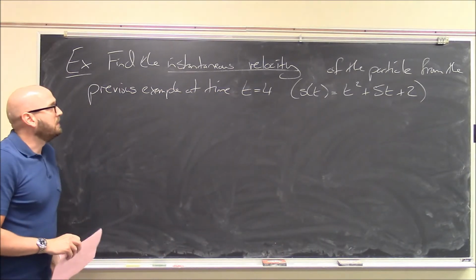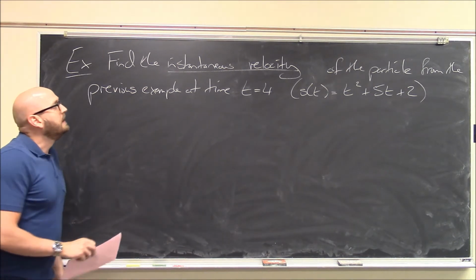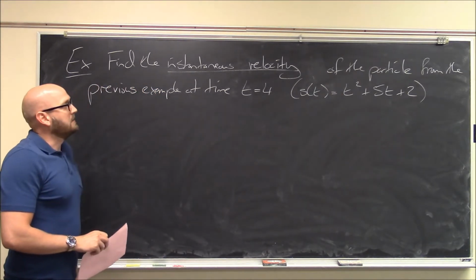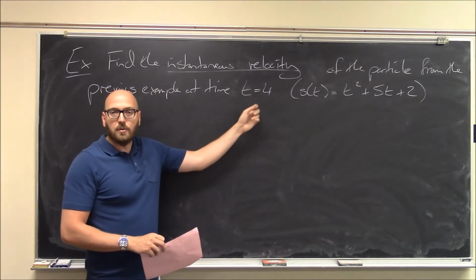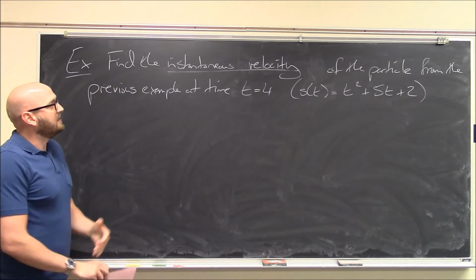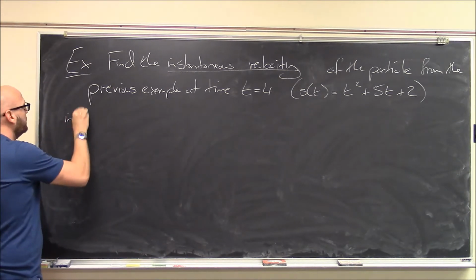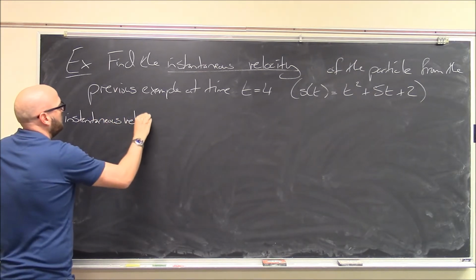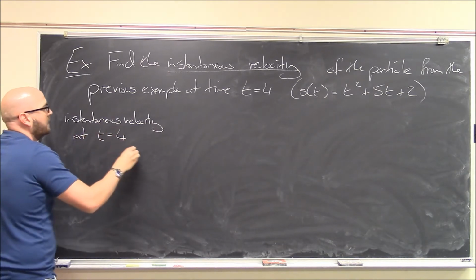In our last example we found the average velocity, the average rate of change of this function as time changed from t equals 4 to t equals 5 seconds. This isn't finding an average velocity anymore, it's finding the instantaneous velocity at time t equals 4. So what's its instantaneous velocity, which is going to be the instantaneous rate of change of this function.